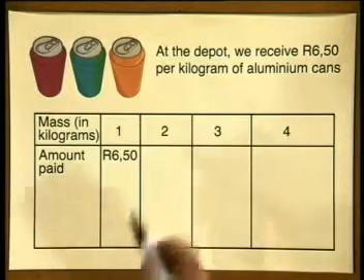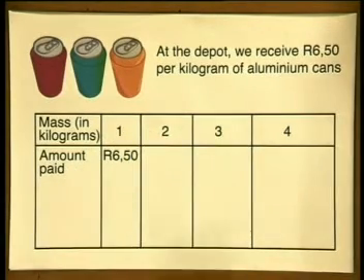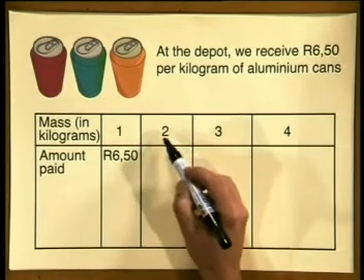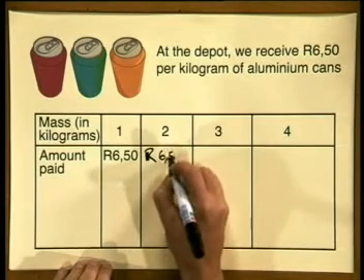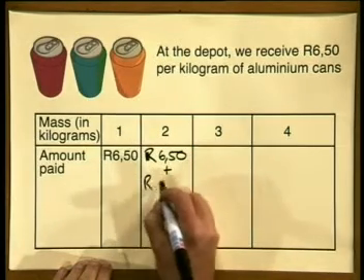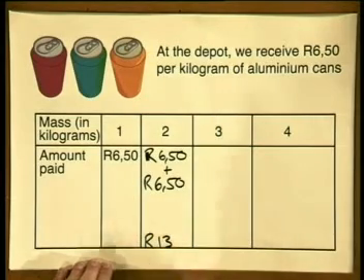Now, let's try and work out how much money we could earn by collecting these aluminium cans and selling them at the depot. To begin with, we're going to start with a simple example where I'm going to be filling values into a table. Now, we are paid R6.50 per kilogram of cans collected. So how much would we be paid for 2 kilograms of cans? Well, in this case, we'd be paid R6.50 plus R6.50, which is a total of R13.